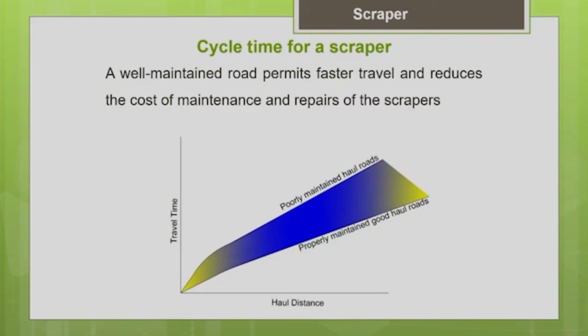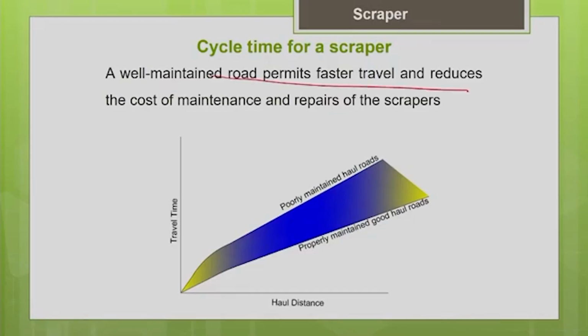So, this picture clearly shows what benefits we get by maintaining the haul route. This is just a schematic picture, which shows how a well maintained road permits faster travel, and it reduces the cost of maintenance and the repair of the machine also. If you maintain your haul route, you can increase the life of your machine. The cost of maintenance and the repair, that is your operating cost, you can reduce, and you can also extend the lifetime of your machine. So, there are so many benefits by maintaining the haul route.